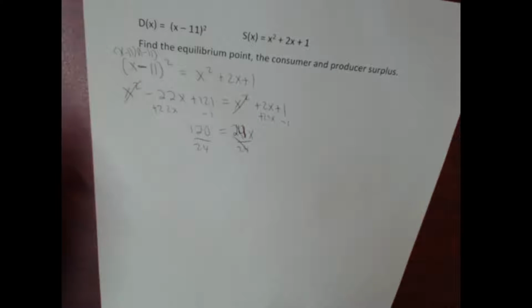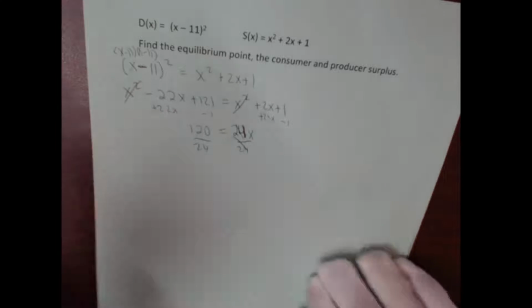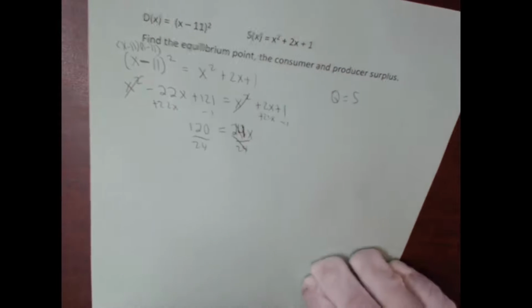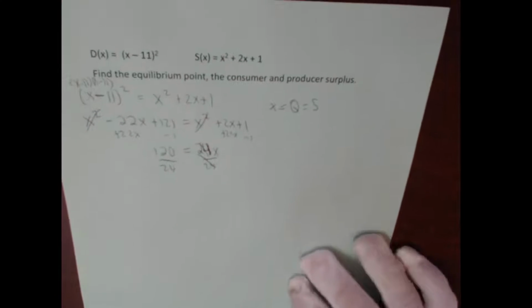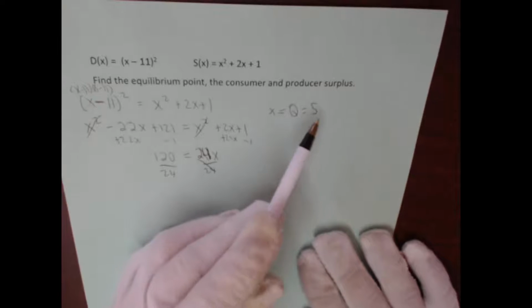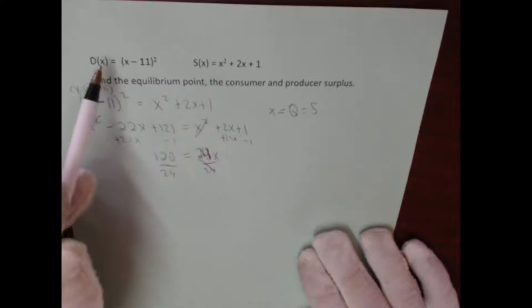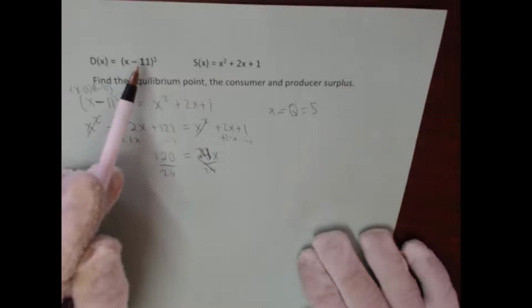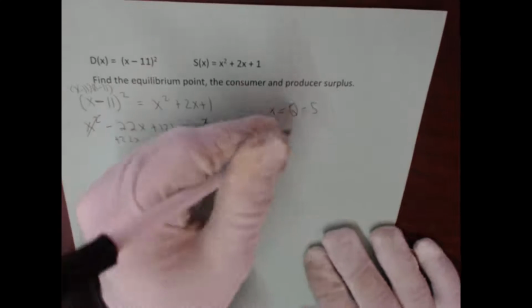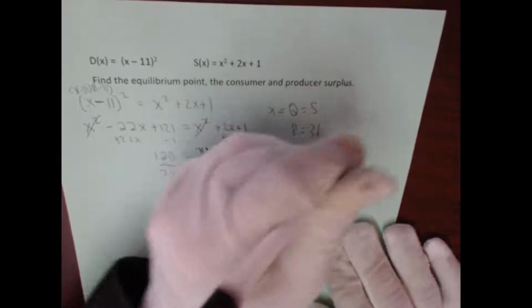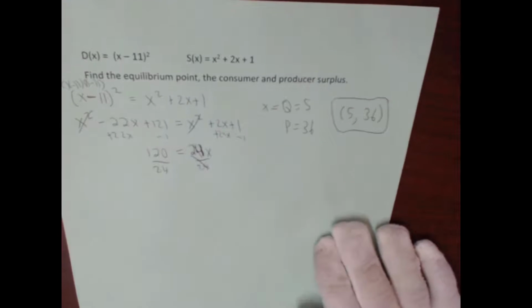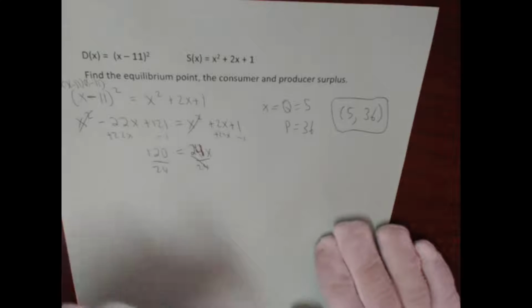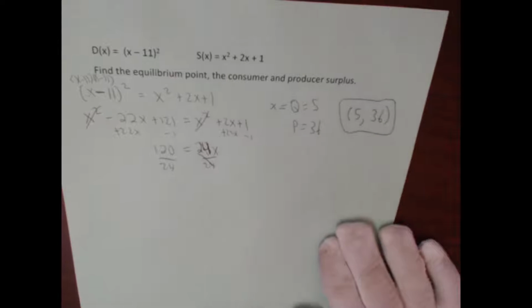And we should get that the quantity produced, Q, is going to equal 5. So Q, which is the same thing as x, quantity produced, is 5. Let's find out what the price is. Put it in here. 5 minus 11 is negative 6. Negative 6 squared is 36, so the price is equal to 36. So our equilibrium point is quantity produced 5, price 36.